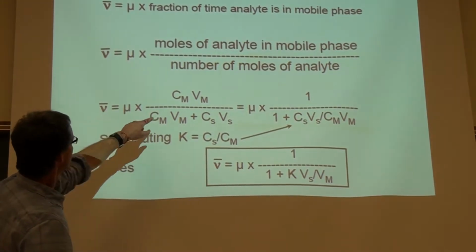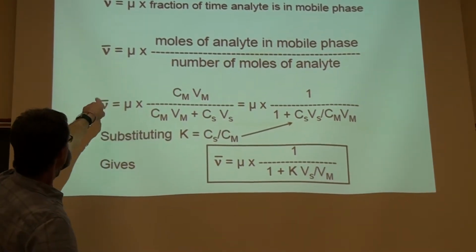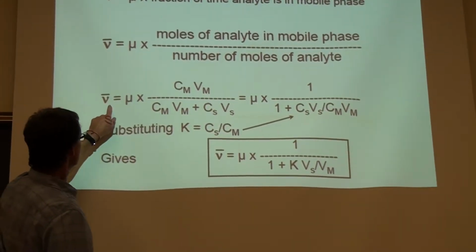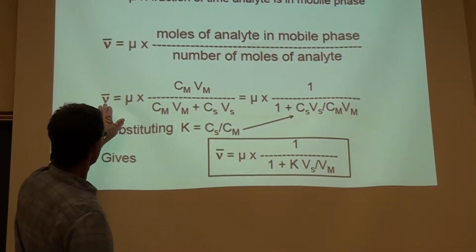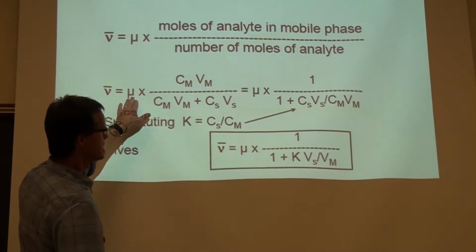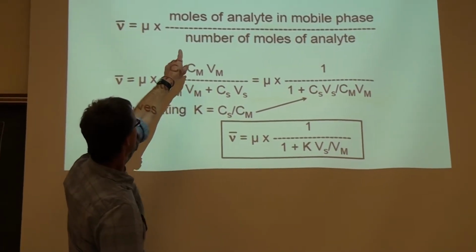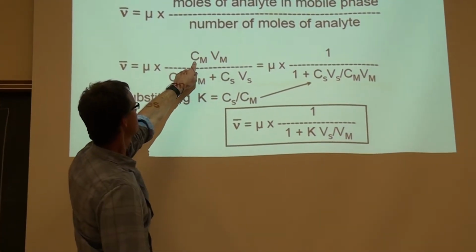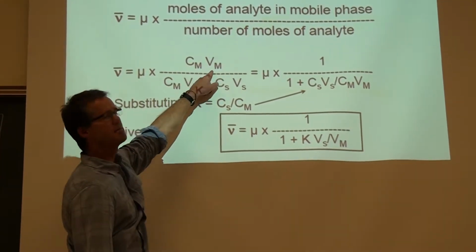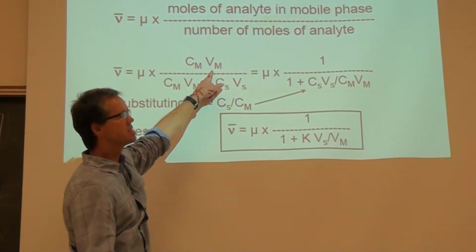So then, knowing what we know, we can rearrange this and convert this to look at the velocity of the analyte going through our column, knowing the velocity of the mobile phase going through our column. And then we can break this down and say, well, the moles of the analyte in the mobile phase is going to be essentially the concentration in the mobile phase times the volume of the mobile phase, right? That makes sense.